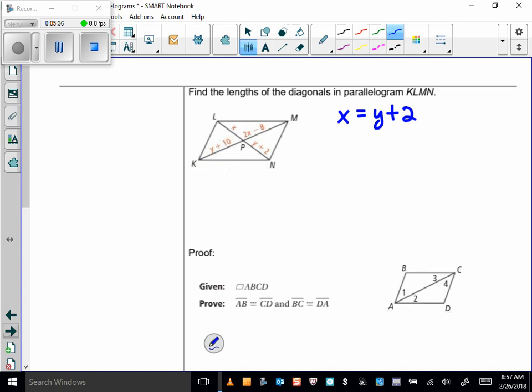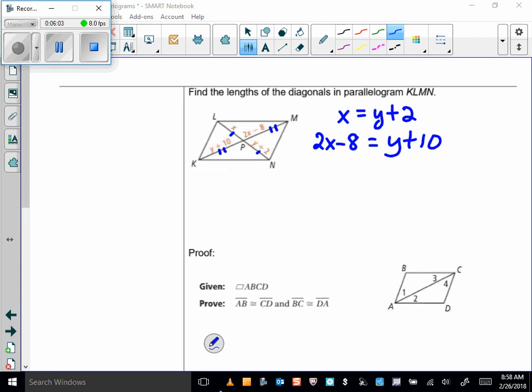Because I know that LP is congruent to PN and KP is congruent to PM. So let's see, we know that x equals y plus 2, and we know that 2x minus 8 equals y plus 10, right? What do we got there? System of equations, right?